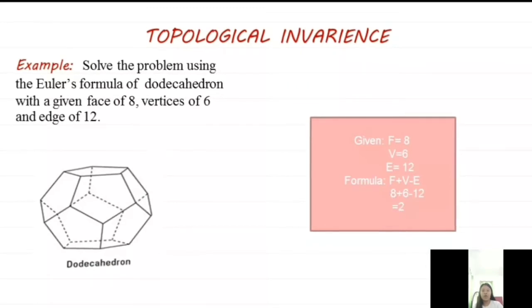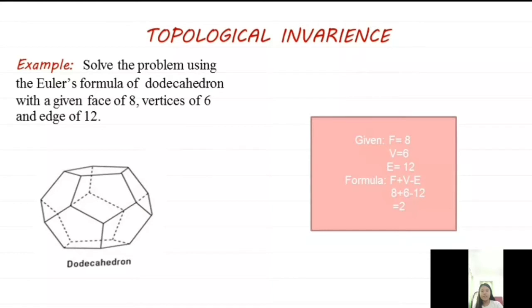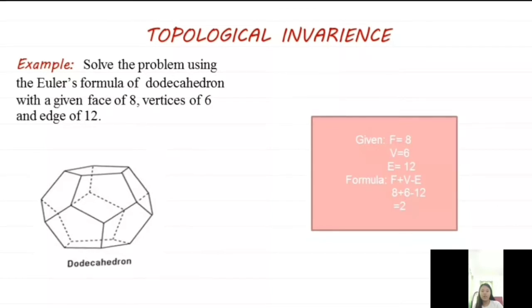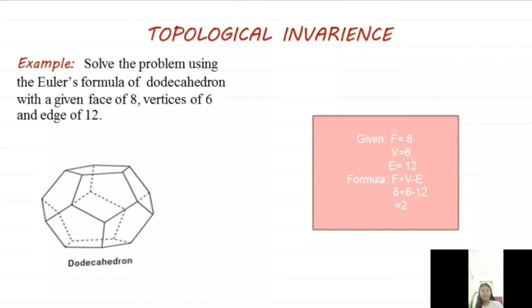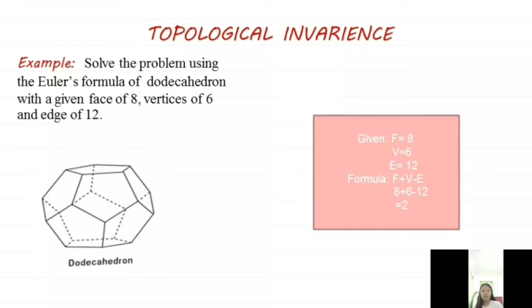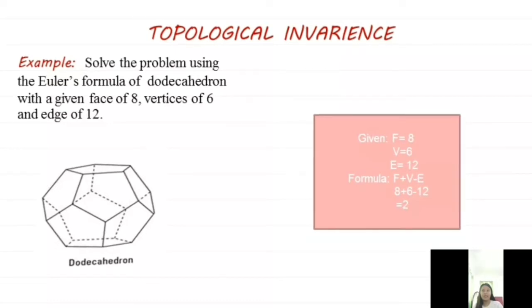Using again the Euler's formula for the dodecahedron with a given faces of 8, vertices of 6, and edge of 12. In the given problem, the f, the e, and the v is given, where the f is equivalent to 8, the v is equal to 6, and the e is equal to 12. The formula is f plus v minus e is equal to 8 plus 6 minus 12 is equal to 2. As you observe in the 2 problems, you will see that the product that we will get is always 2. Because when you add the faces and vertices and minus the edges of any polyhedron shapes with flat faces, you always get the product of 2.